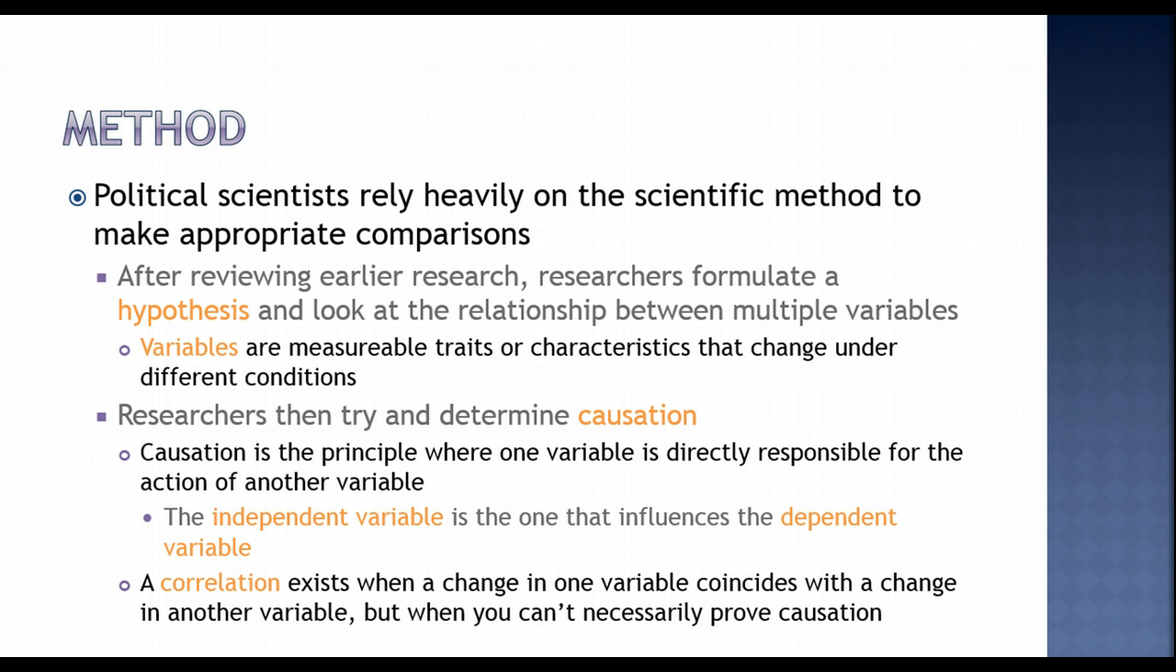We just need a starting point, a place to go from the beginning. All right. So hypothesis, a look at the relationship between multiple variables. And variables are measurable traits or characteristics that change under different conditions. And we're going to look at different types of variables here in a second. Researchers then try and determine causation. Causation is the principle where one variable is directly responsible for the action of another variable.